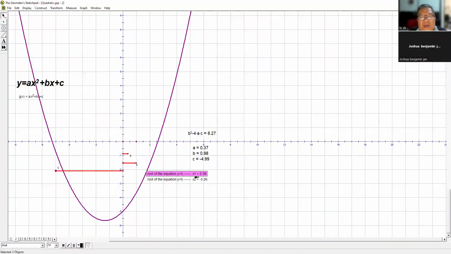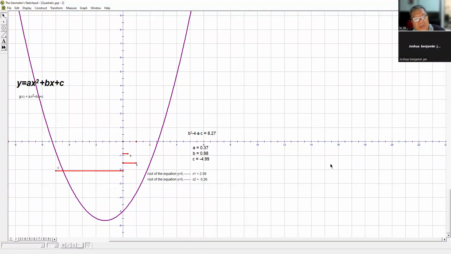I see now the first number is 2.59. You see, this is 2, this is 2.5, this is 2.59. The second number is negative 5.26. This is negative 4, this is negative 5, this is 5.26.